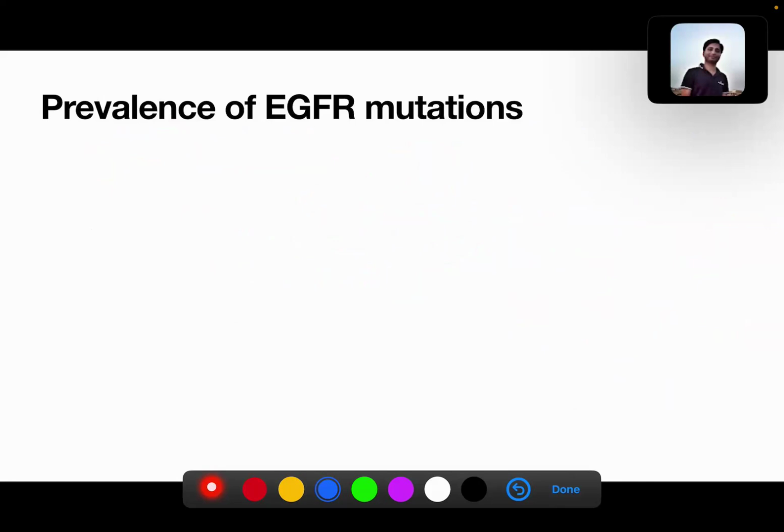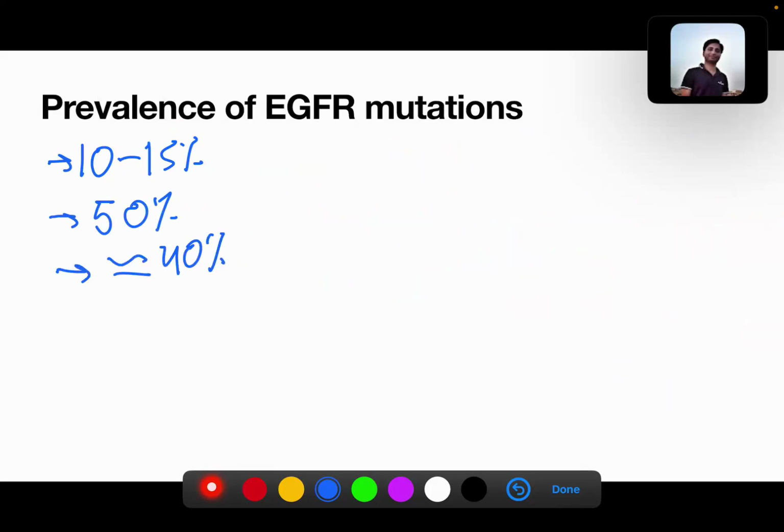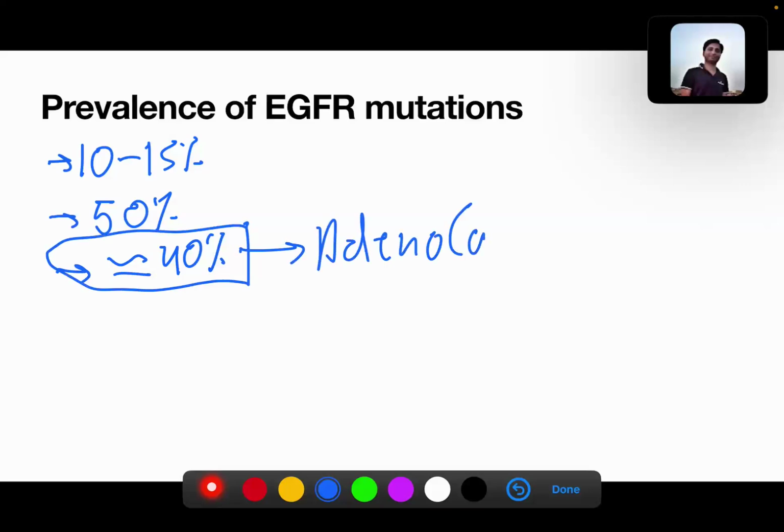So let's come to EGFR mutations. Their incidence is very interesting. In Caucasian populations, in the Western population, it's seen in 10 to 15% of the population. In Orientals or East Asia, it's seen in 50%. And in our population, it's seen at around 40% of the population. So 40% of all adenocarcinomas. So we're talking about adenocarcinomas here.